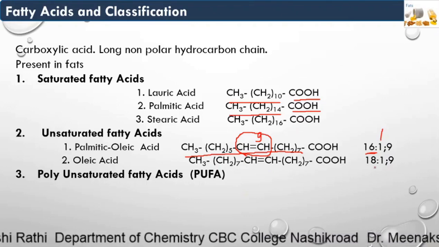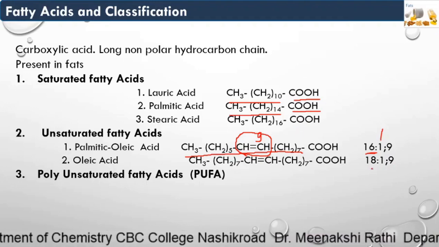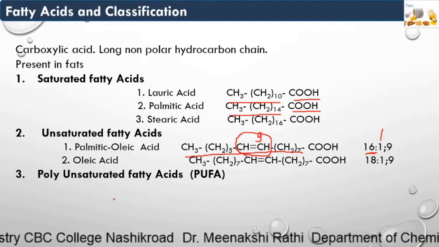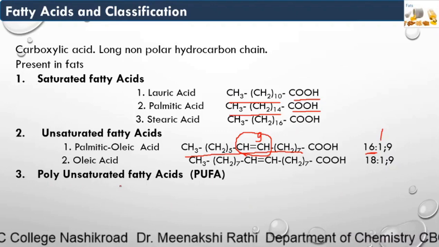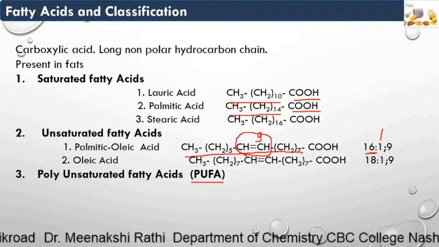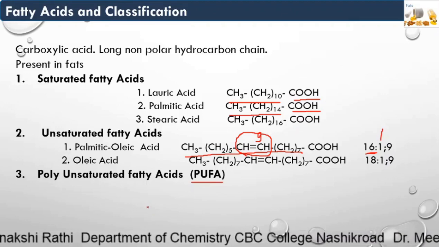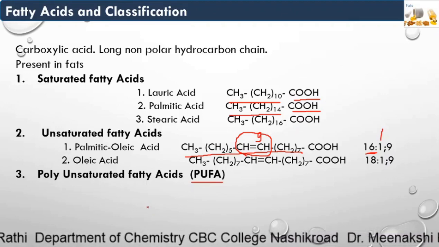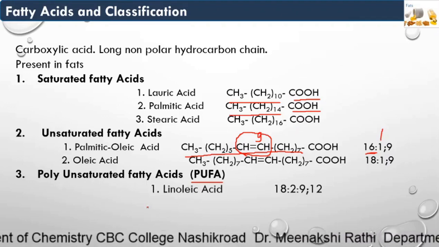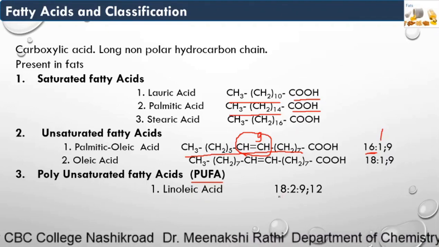It indicates that in oleic acid there are a total of 18 carbon atoms, one double bond is present, and that double bond is at the 9th carbon atom. The third type of fatty acids is polyunsaturated fatty acids, which are also written as PUFA. As per the name, polyunsaturated fatty acids contain more than one double bond in their long hydrocarbon chain structure. See the example, linoleic acid. I have not written the complete structure, but it can be represented in this form.